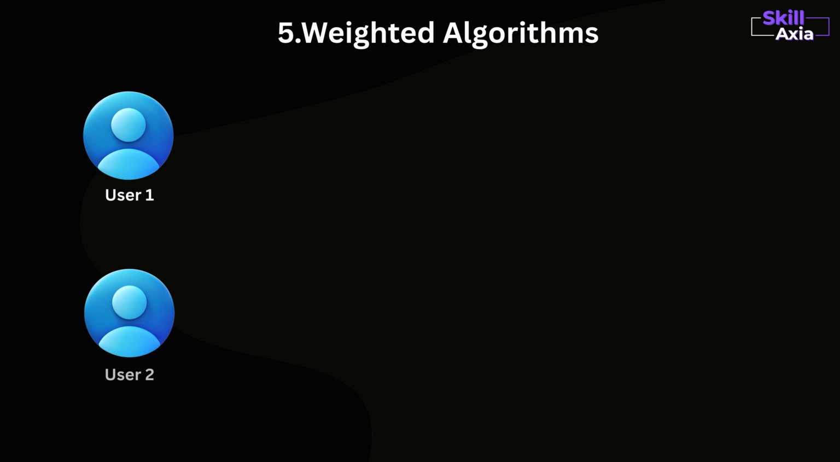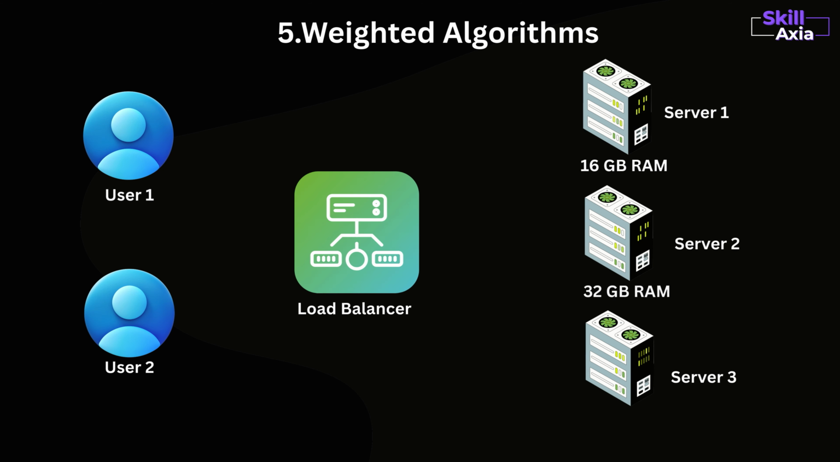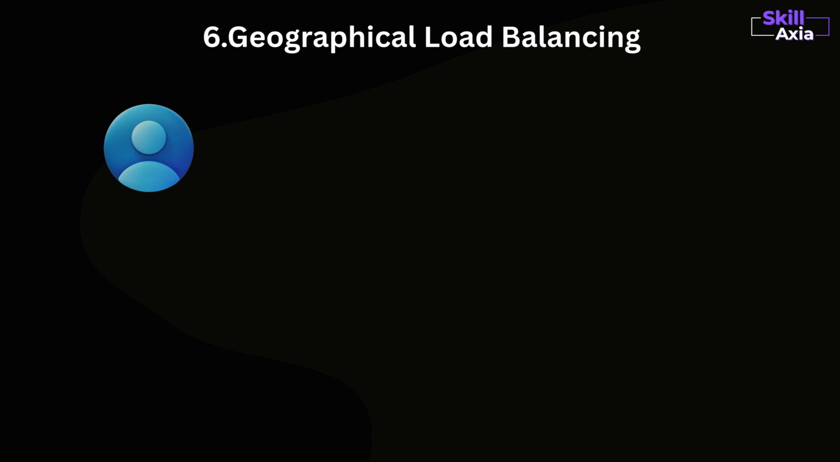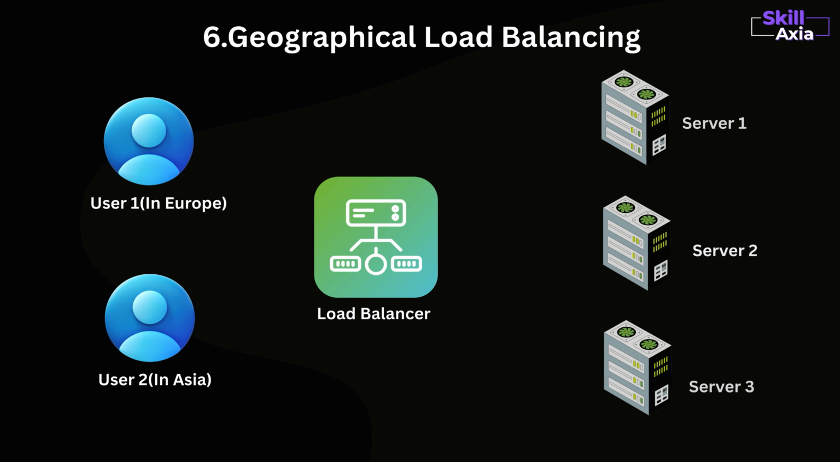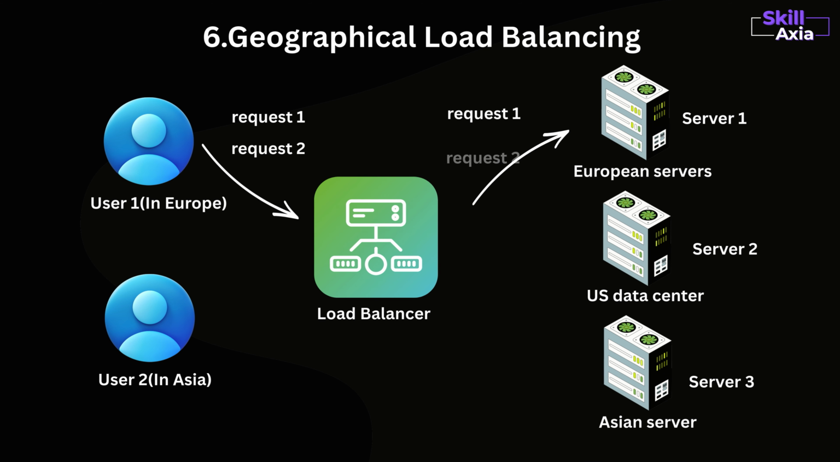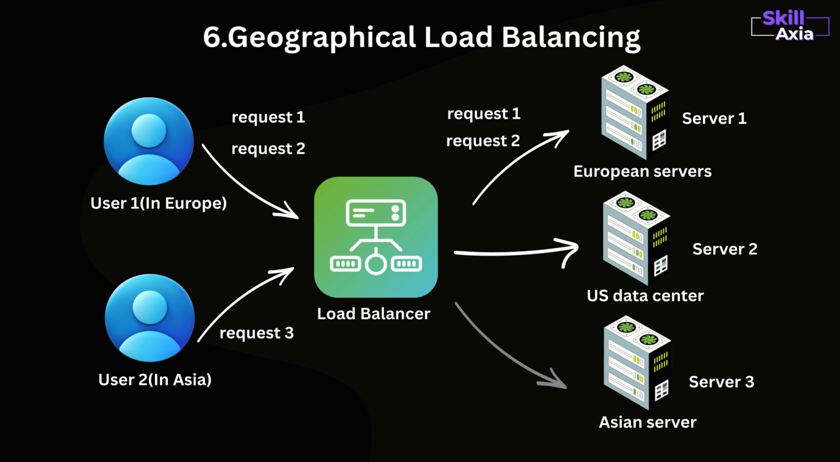Weighted algorithms assign a capacity based weight to each server, allowing more powerful servers to handle more traffic. For instance, a server with 64 GB RAM receives more requests than one with 16 GB RAM. Geographical algorithms route requests to the server closest to the user's location. Users from Europe are directed to European servers, while users in the US are routed to the nearest US data center. This method is commonly used by global applications to reduce latency and improve performance.